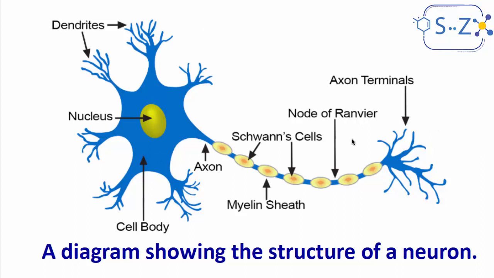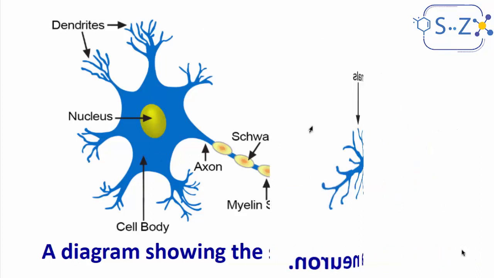So this is the structure of the neuron. Now we learned about the neuron or the nerve cell, which is the basic unit of the nervous system. But as we know, there are levels of organization. A group of cells makes a tissue, a group of tissues make an organ. So let's talk about the nerve, which is a group of nerve cells.